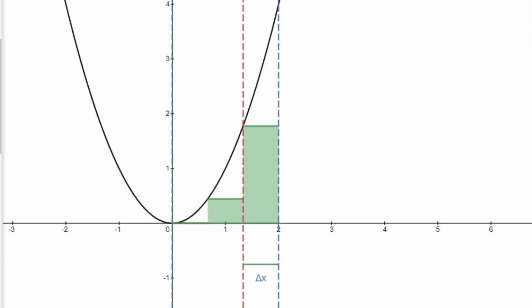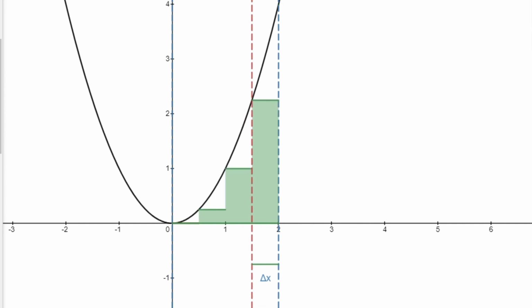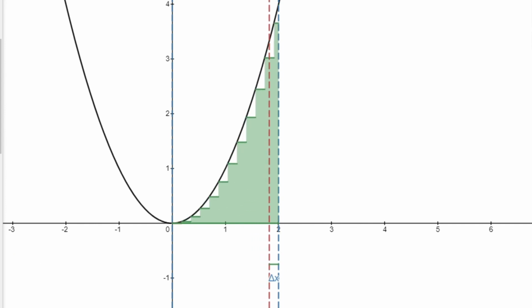Next is the integral, which helps us find the area underneath the graph. To do this, we split the region into small rectangles, then add each area together. The more rectangles with smaller widths that we have, the more accurate our estimate will be. In fact, as the width approaches 0, dx, we find the exact area underneath the graph.